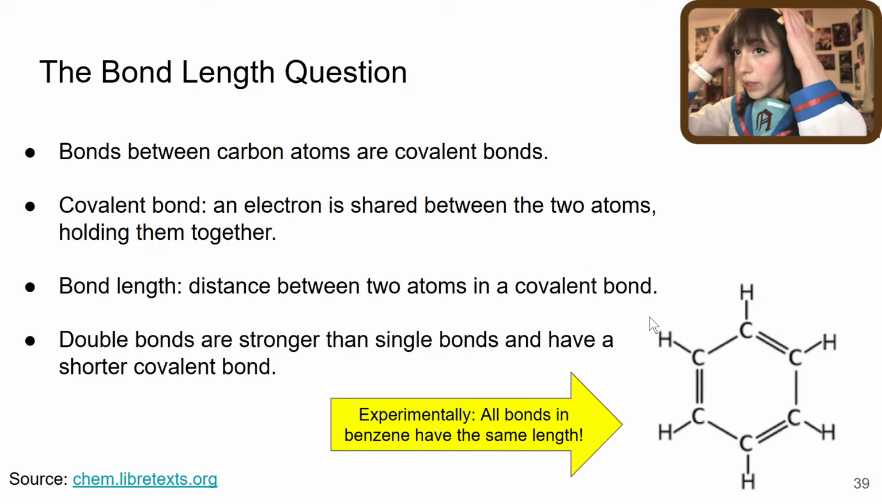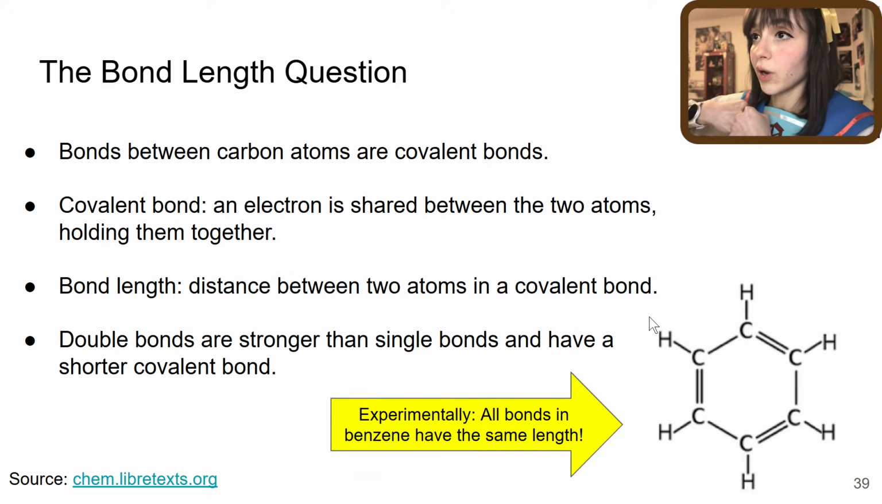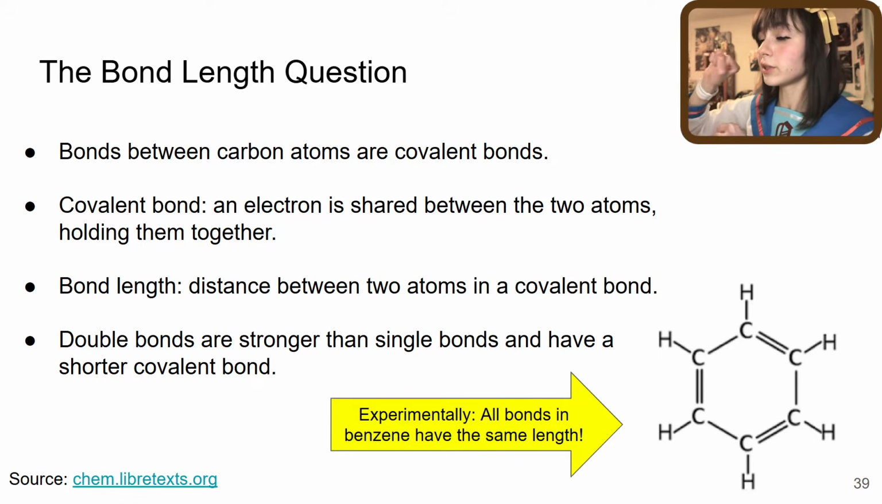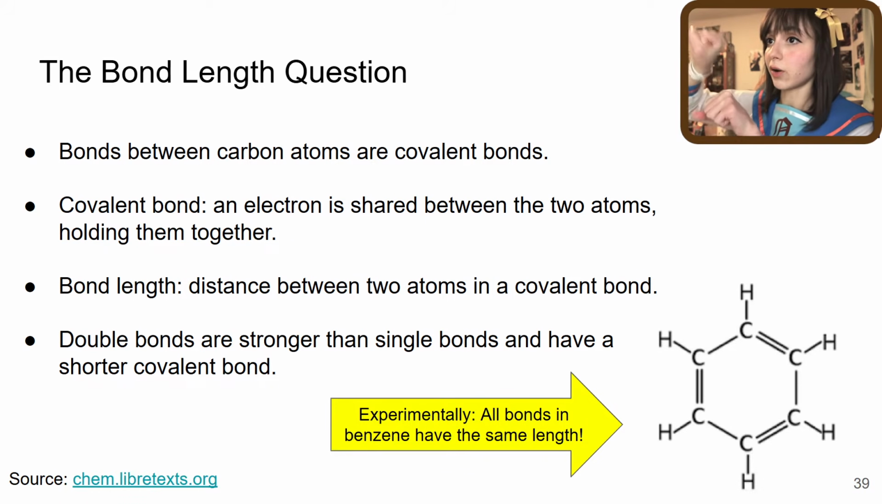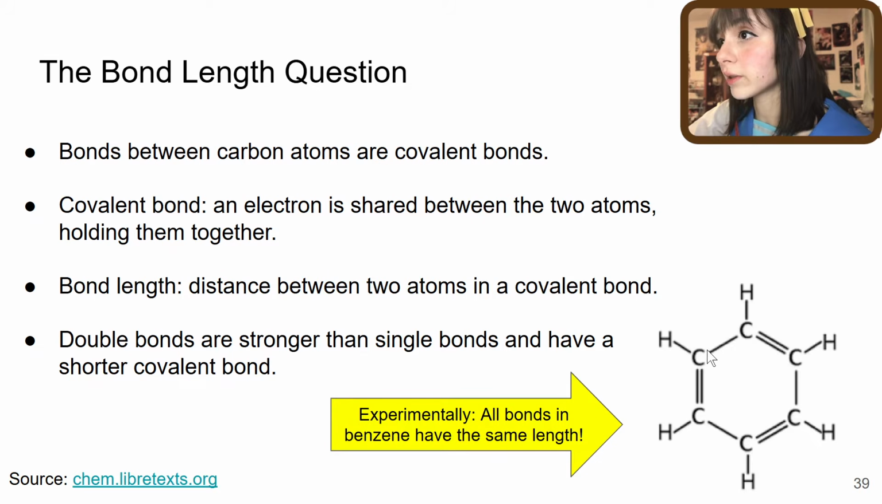And then we can describe this particular bond with something called the bond length, which is the distance between the 2 atoms that are in this covalent bond. So I take my bond, they're sharing an electron, and I look at how far apart this atom is from this atom. How far apart is this carbon atom from this carbon atom? Why are some bonds double and some single? This has to do with how many electrons need to be shared.